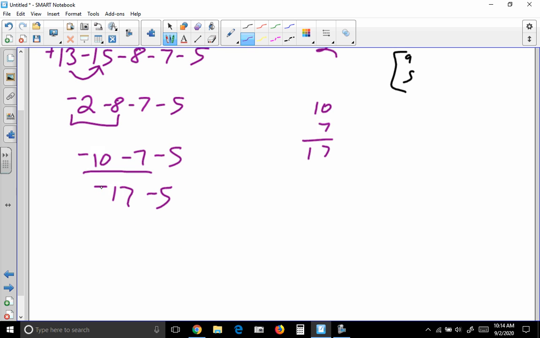And then lastly, these two have the same signs, so add those. 7 plus 5 is 12. Carry your 1. That makes it 2. Take the sign of the larger. And we've combined those. So we've gone all the way down to the end.